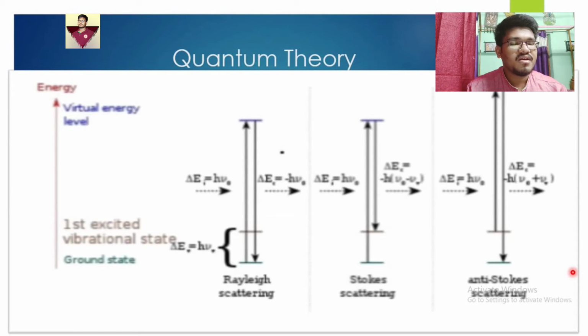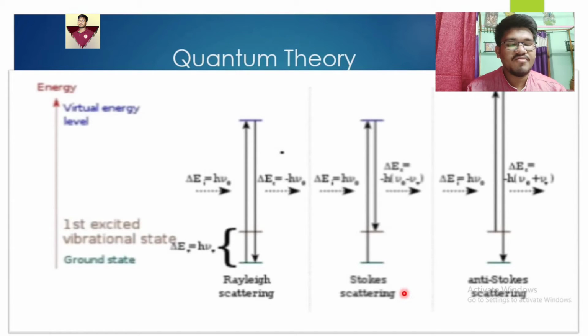So in this case, as you can see, the energy that will be coming out, that is higher than the incident energy, or you can say there is a shift in frequency to the higher frequency side. So the frequency which is greater than the incident light is known as the anti-Stokes scattering. So this is due to anti-Stokes scattering.